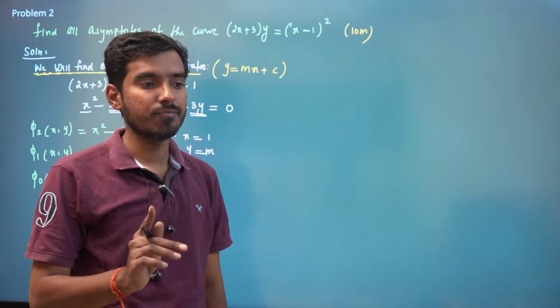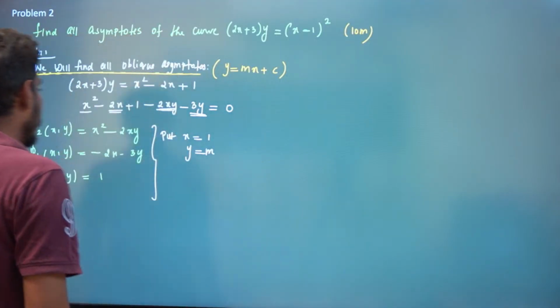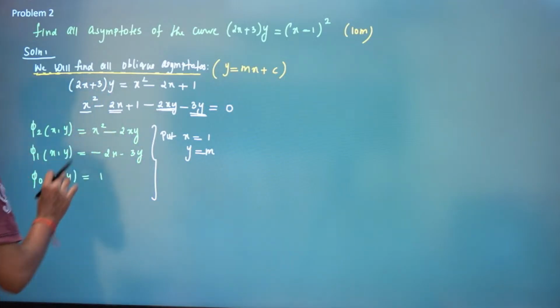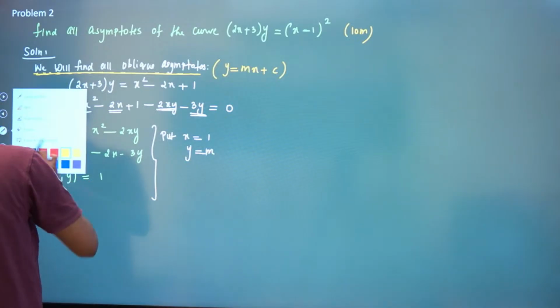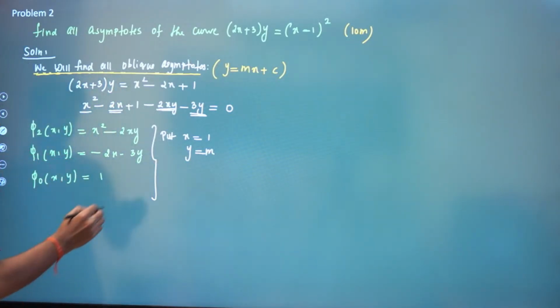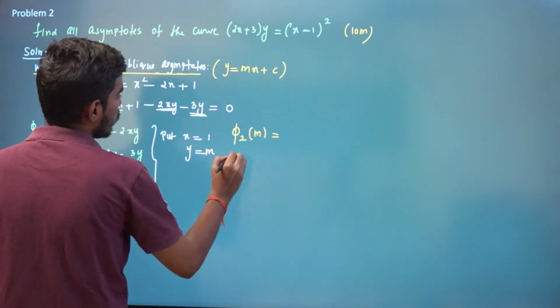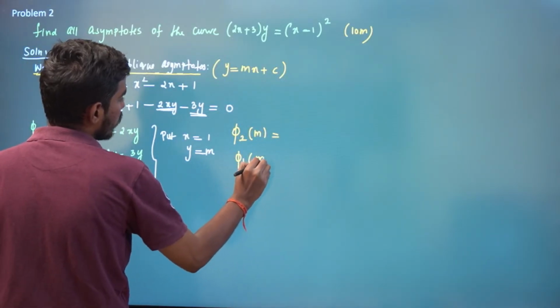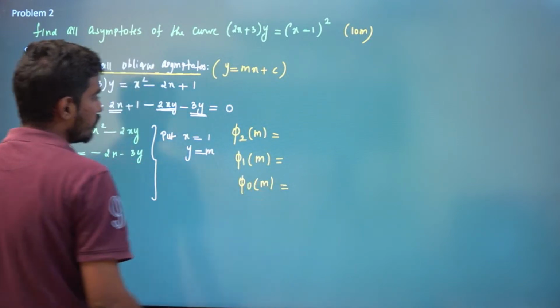So our aim is to find m first. After finding m, we will find c for the corresponding m. Here, after finding all this, you have to put x is equal to 1 and y is equal to m. So I have phi2 of m, phi1 of m, and phi naught of m, right? And then phi naught of m.